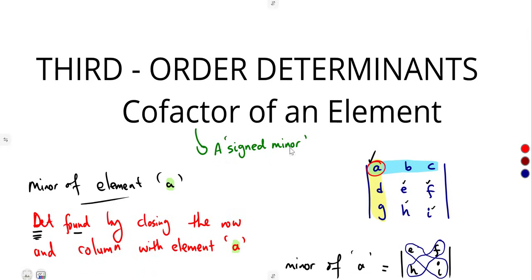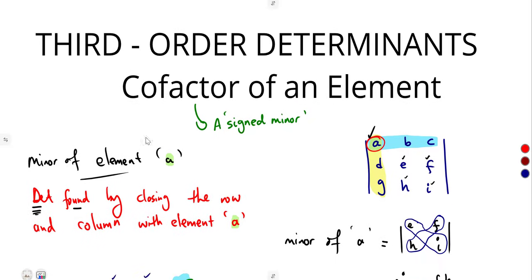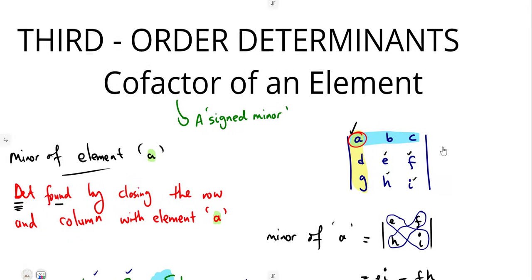This is a grammar for maths, guys. A signed minor. What does it mean? It means you have determined the minor of an element. Then that minor that you determined must be affected by a certain sign, a signed minor. So where is that sign?